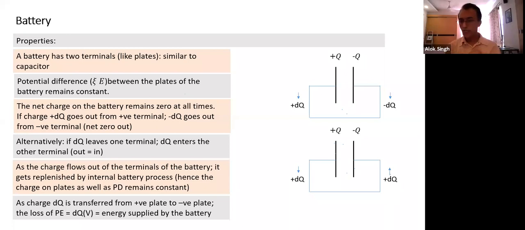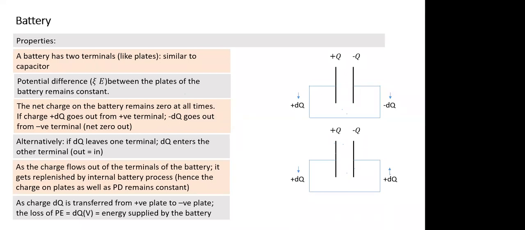So in a given time delta t, if charge dq has been transferred from the positive plate to the negative plate, we can say that the battery has supplied energy. It has lost potential energy equal to dq times V. And who is compensating for the loss? The battery is compensating for the loss. The battery is supplying energy equal to dq times V. Sir, if the charge is transferring, it is not at the terminals, right? It's not at the battery.